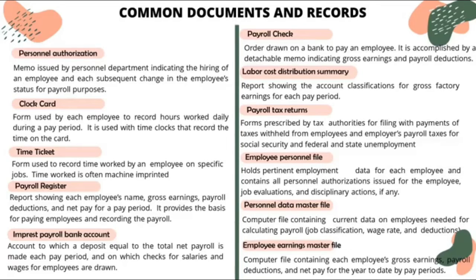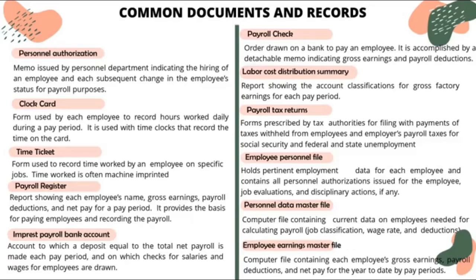Next, payroll tax returns: forms prescribed by tax authorities for filing with payment of taxes withheld from employees and employers' payroll taxes for Social Security and federal and state unemployment. Next, employee personal file holds pertinent employment data for each employee and contains all personnel authorizations issued for the employee, job evaluation, and disciplinary action if any.